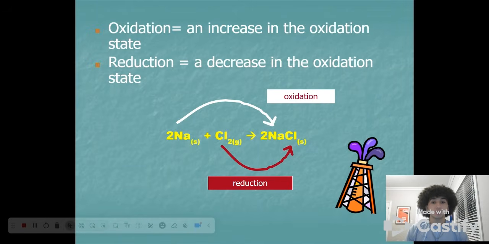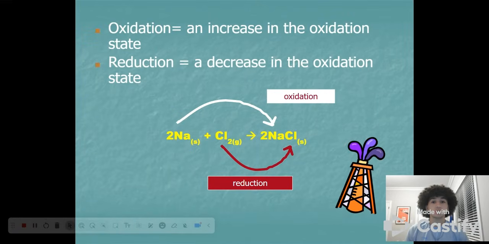Here's the most important memory trick in all of redox chemistry: OIL RIG. OIL stands for oxidation is loss of electrons, and RIG stands for reduction is gain of electrons. Now, when an atom is oxidized, it loses electrons. When electrons leave, the oxidation state increases. It becomes more positive. When an atom is reduced, it gains electrons, so the state decreases. It becomes less positive.